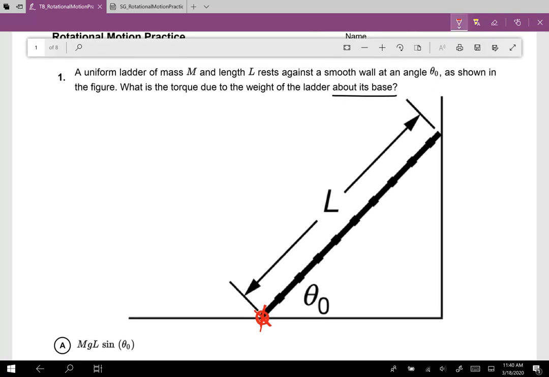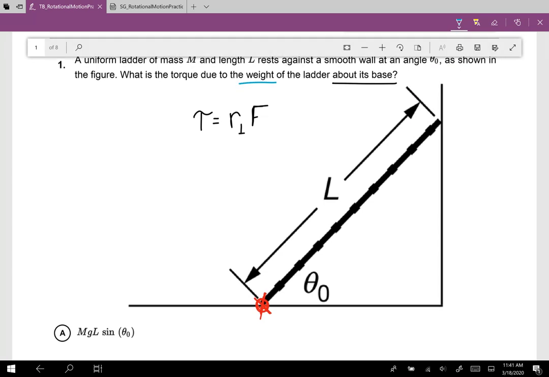So that's our pivot point, which is important because when we were using torque before, we said our torque is equal to the distance from the pivot point times the force that's acting perpendicular to our object. So this R stands for the distance from the pivot point. Yes, we have a torque that's acting from this wall over here. That's going to push us this way, but we don't really care about that force or that torque. We want to know the torque from the weight, so the torque due to the weight of the ladder.